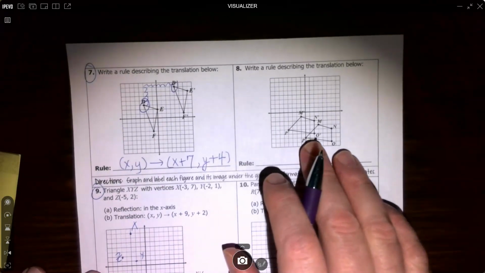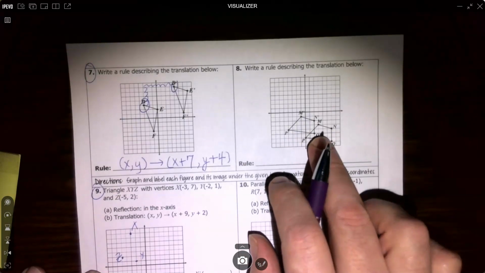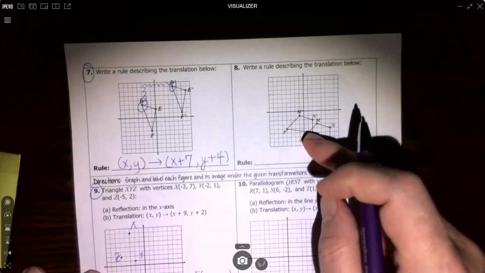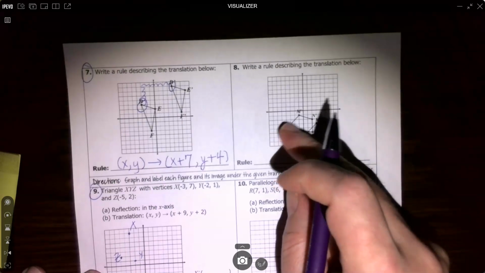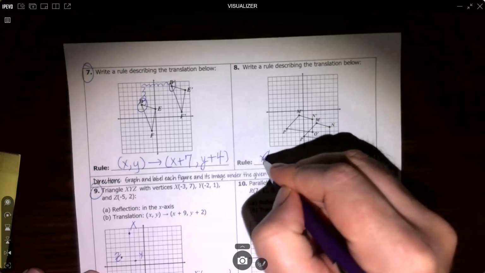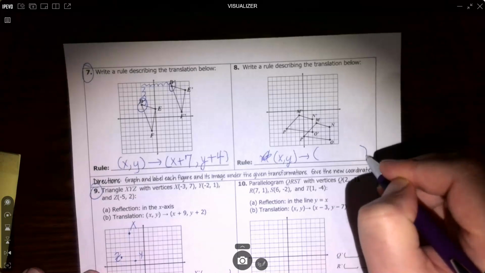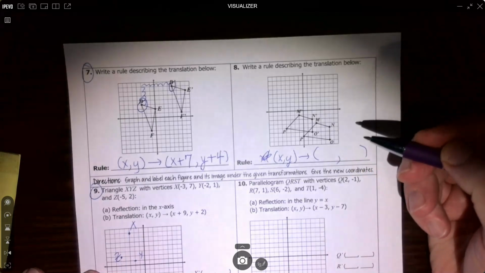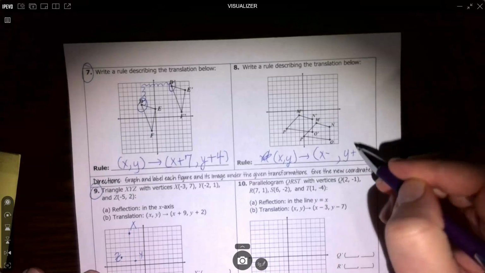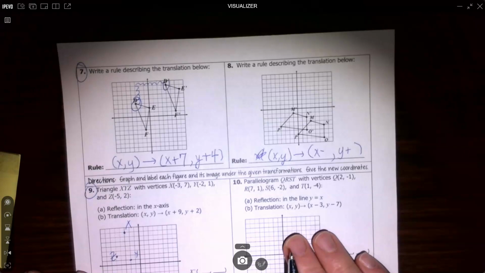Okay, so here you can just kind of get an idea. This shifted up, which means it went the positive in the Y direction, but it shifted to the left. So that means X is going to be negative. So if I were to do this one, X is going in the negative direction, so that's going to be a minus, and Y is going up, so it's a positive direction.